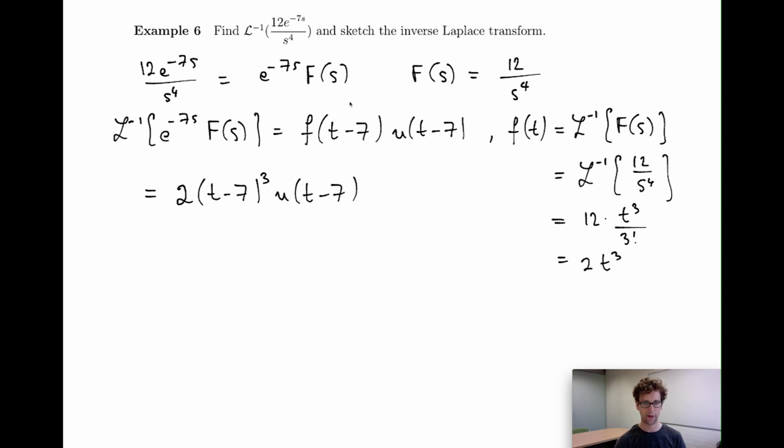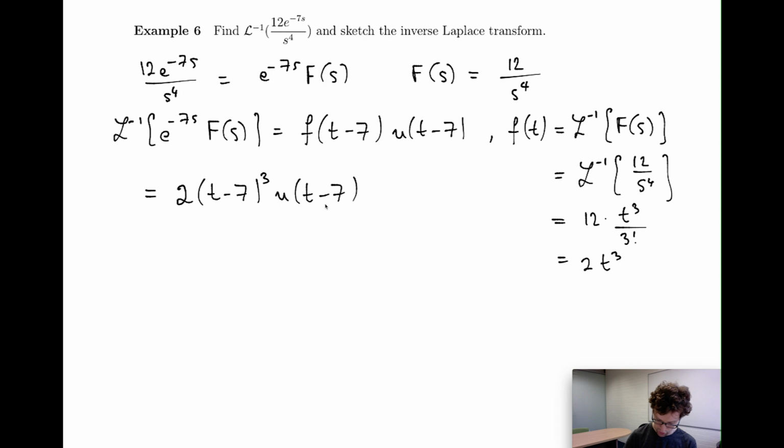Again, notice that what we had to do here was notice that this was multiplied by an exponential in S world, so that means that we're going to use the second shifting theorem, which means that it's going to turn that exponential into a shift plus a cut in T world. To figure out what the function was, I needed to look at the rest of my function F of s, find its inverse Laplace transform, and then apply the shift and the cut.